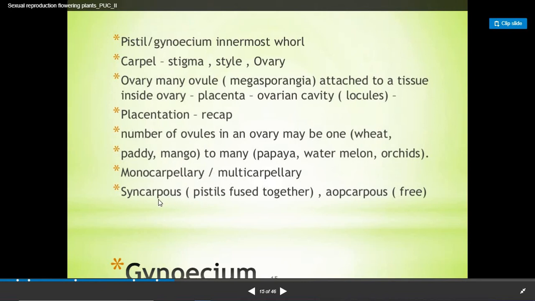Now whenever these pistils are fused together, means they are joined with each other, the term used is syncarpous. And whenever the carpels or the pistils are not joined and they are free from each other, they are known as apocarpous. This we have studied in the 11th standard also.